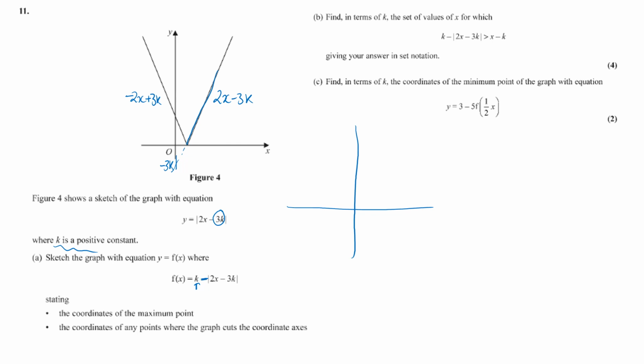So the minus in front is going to make it upside down. It's going to do a reflection in the x-axis, so that's going to go like this. It's just going to be the upside down one of this one. And where does that go through? That's going to go through at minus 3k. And what are the names of both of these arms? Well, the one here is just a continuation of that one, so it's minus 2x plus 3k, and then this one obviously is our 2x minus 3k.